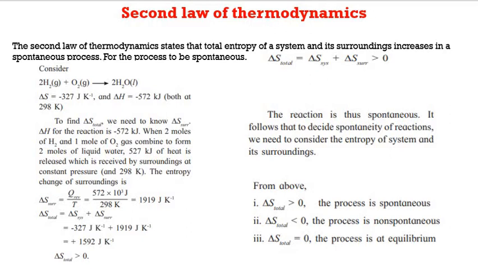So it follows that to decide the spontaneity of a reaction, we need to consider the entropy of the system and its surroundings. If delta S total is greater than 0, the process is spontaneous. If delta S total is less than 0, the process is non-spontaneous. If delta S total is equal to 0, the process is at equilibrium.